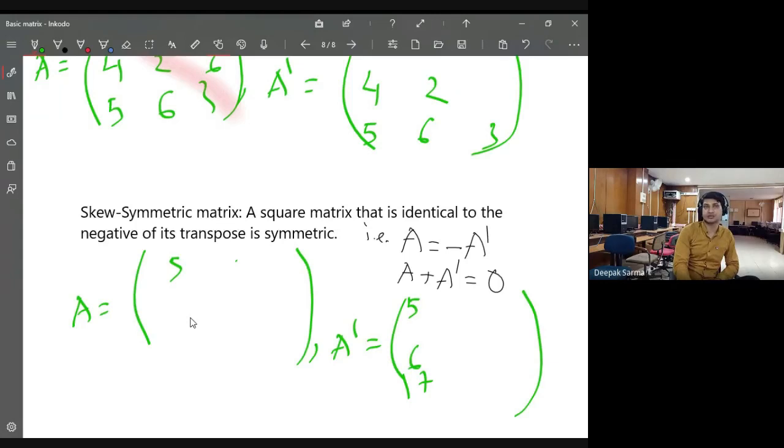After taking the transpose, 5 will move to the same position, again 5. Now if I want A plus A transpose equal to 0, that means 5 plus 5 should be 0. It is not, so we must have this entry 0. Similarly, all the diagonal entries will be 0. If I have any non-zero entry in the diagonal, the matrix cannot be skew-symmetric. Got it? Any question?